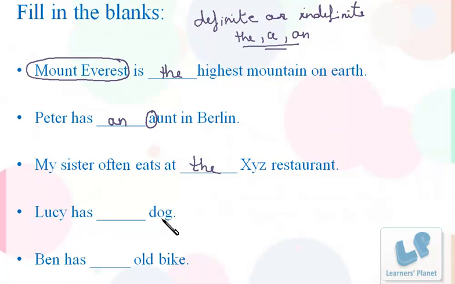Lucy has dash dog. Over here we're talking about a dog that belongs to Lucy, and dog begins with a consonant. That's why we will use a over here. Let us see this one. Ben has dash old bike. Now we're talking about this old bike which begins with a vowel O. That's why we'll use an over here. So Ben has an old bike.